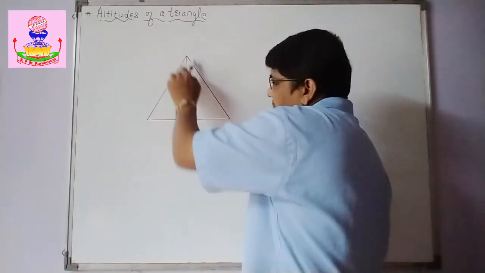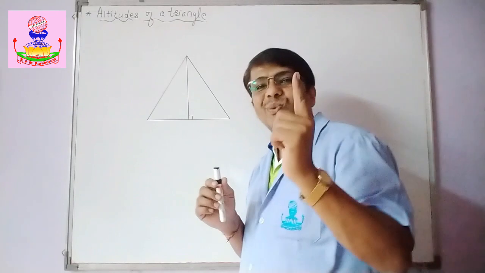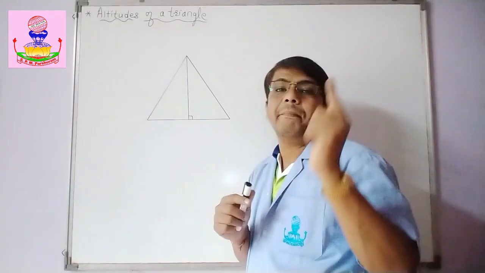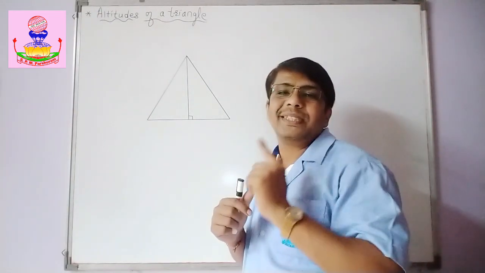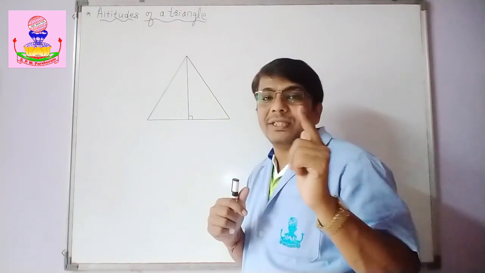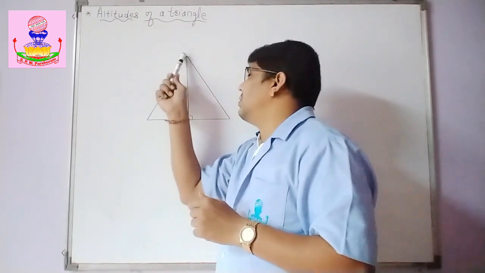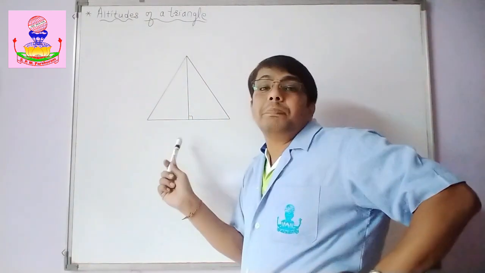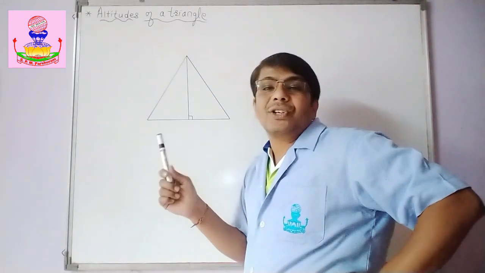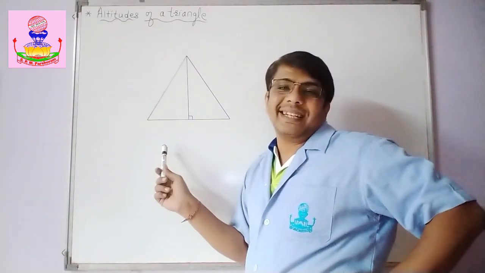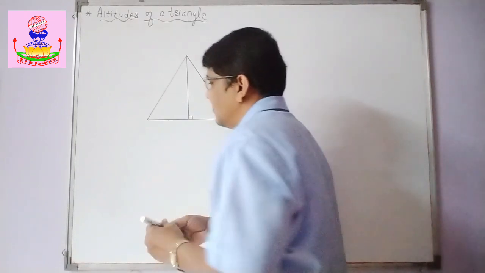No doubt you can draw infinite lines. From that, only one line segment is the height of the triangle. And that is the line segment drawn from the vertex of the triangle perpendicular to the opposite side, called the altitude of the triangle.